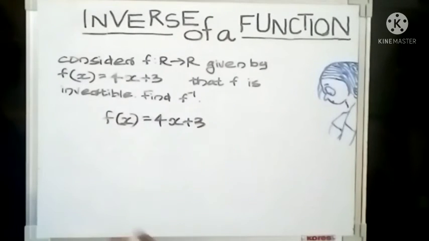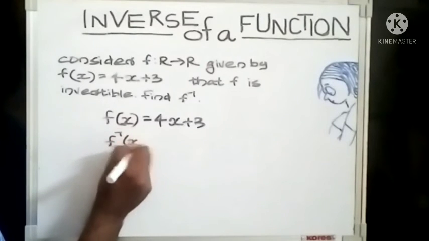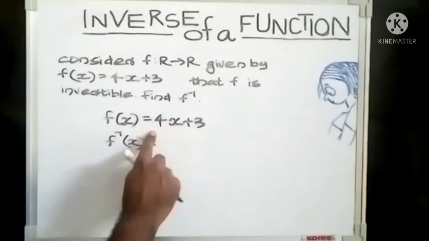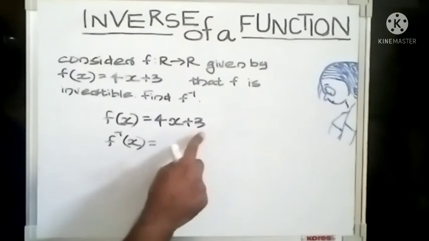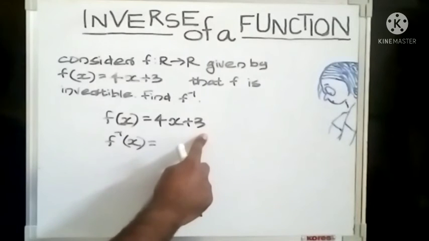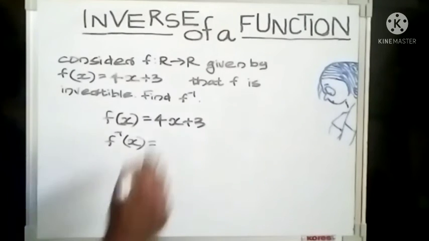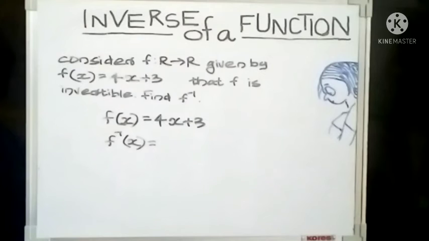F of x equal to 4x plus 3. What is f inverse of x? See, the activity is that first x is multiplied by 4 and then 3 is added. And to get x back, reversely, first we have to subtract 3. Then 4x plus 3 becomes 4x. And to make it x, we then have to divide it by 4.